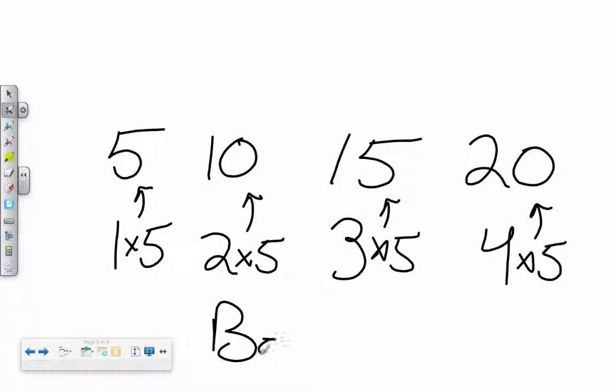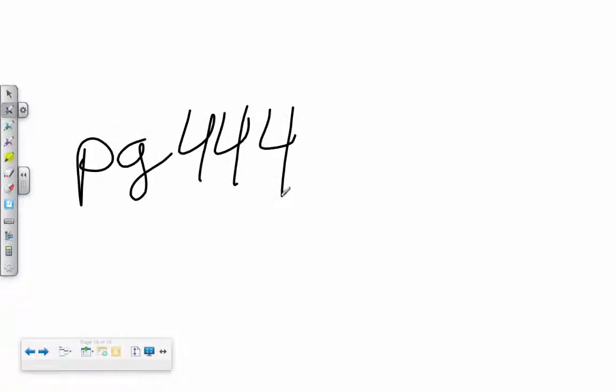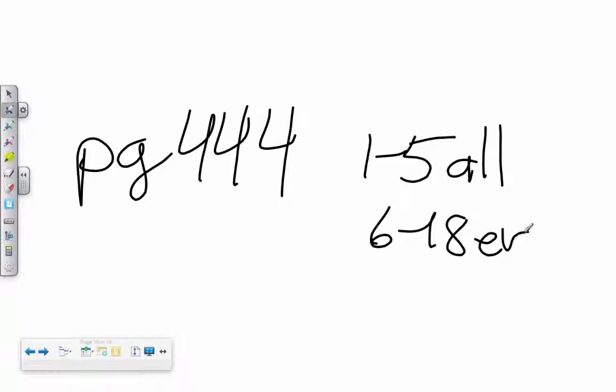Tricky. All right, now into your homework since we're pretty much at the end of our time. Your homework, ladies and gentlemen, is going to be page 444. This is patterns. That's basically all this homework is. 1 through 5 all. That's not it. That would be pretty sweet if that was. 6 through 18 evens. That's not all. It'd be pretty sweet if it was. And 22 to 27 all.